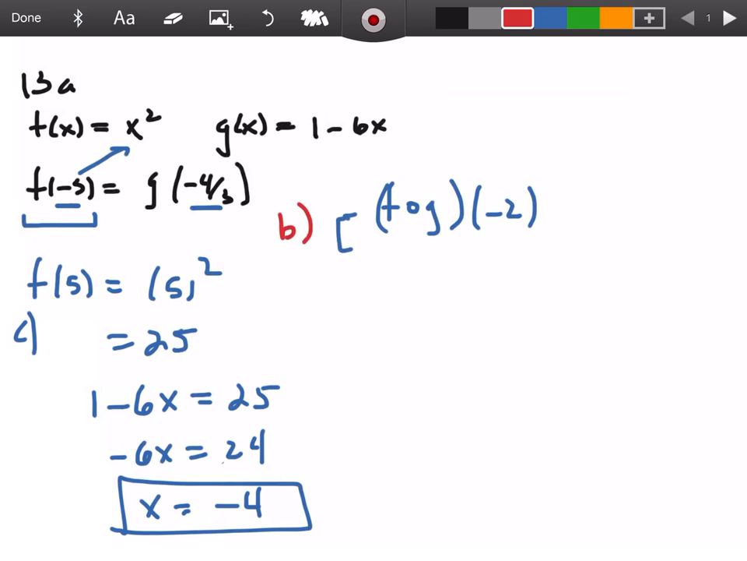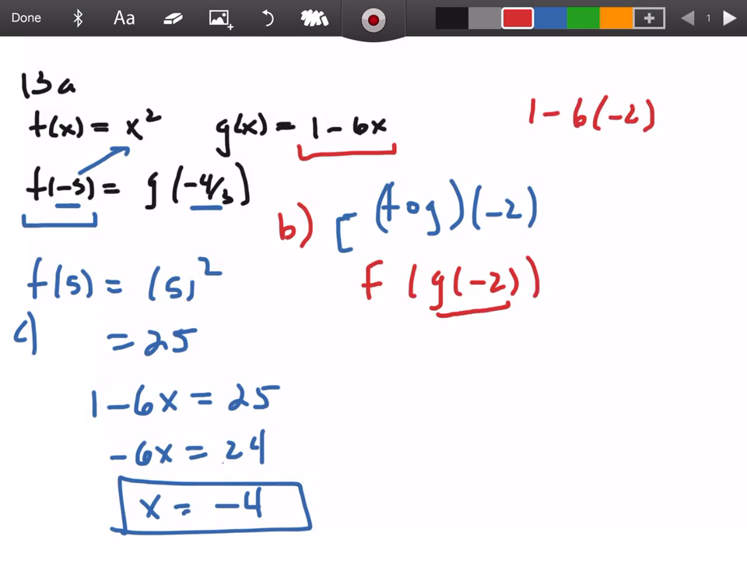The f of g part, so rewrite it. Remember, write it as nested functions, I guess we could call it. That's f of g of negative 2, and then go from the inside out. So first do g of negative 2. So I'm going to go back up into this original g function and put in negative 2 for x. So that's going to be 6 times negative 2 is negative 12. And then a negative is going to be positive, so it's going to be 1 plus 12. So it's going to be 13.